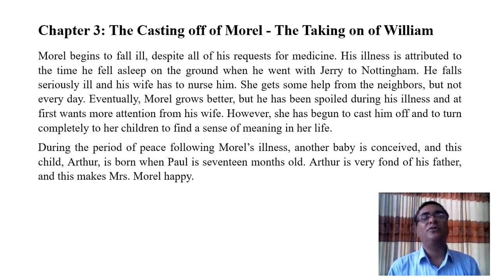Morel begins to fall ill. Despite all of his requests for medicine, his illness is attributed to the time he fell asleep on the ground when he went with Jerry to Nottingham. He falls seriously ill, and his wife has to nurse him. She gets some help from her neighbors, but not every day. Eventually, Morel grows better, but he has been spoiled during his illness, and at first wants more attention from his wife. So what happens?